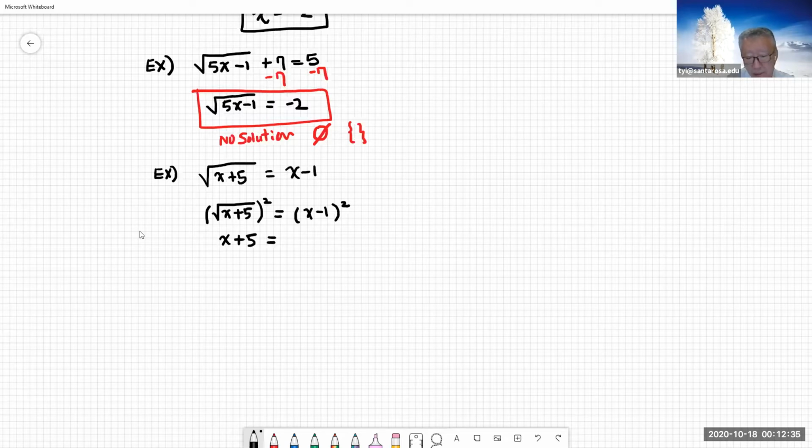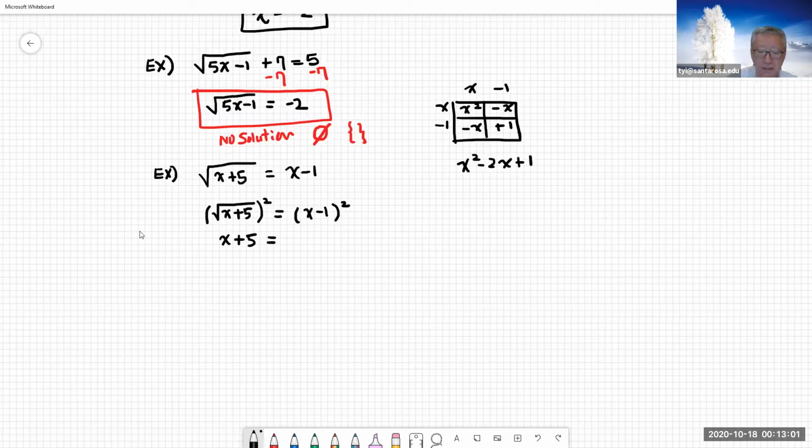Now on the right-hand side, you're going to have to multiply this. Let's just use the table here. So you got x minus 1, then you got x minus 1. So you have what? X squared minus x plus 1, right? So you end up with what? X squared minus 2x plus 1. Okay, so you have x squared minus 2x plus 1.